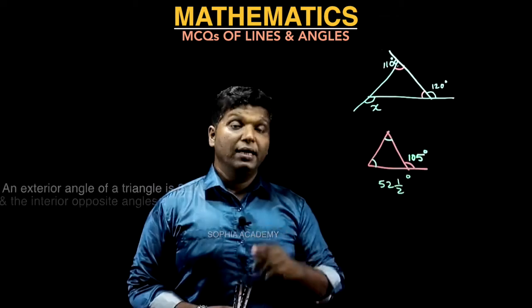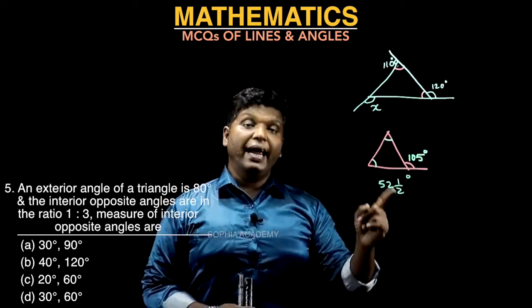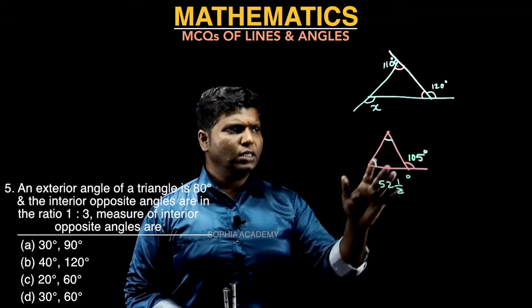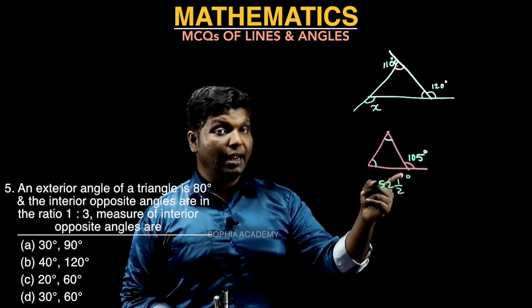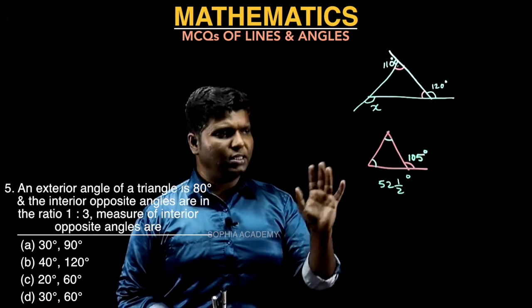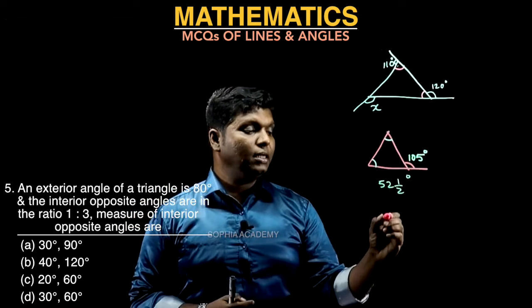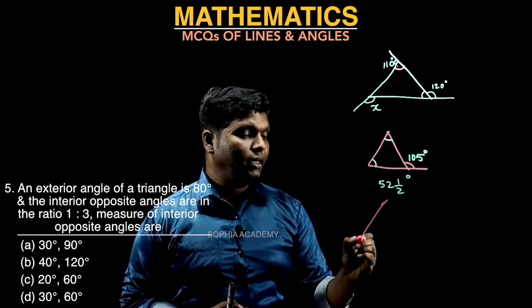Go to the next question. Here in this question it is given that the exterior angle of a triangle is 80 degree. So just imagine the same triangle. The exterior angle is other than this 105. Just imagine that it is 80 degree. The 80 degree is given there. So let us write it. The exterior angle is 80 degree. Let me draw that one again.